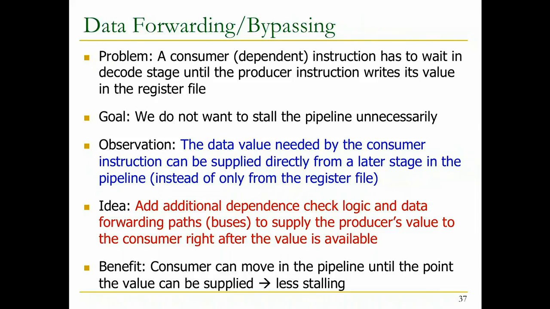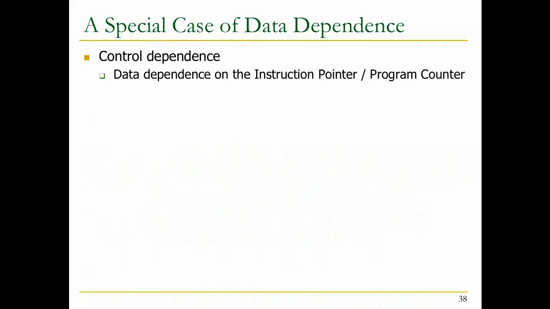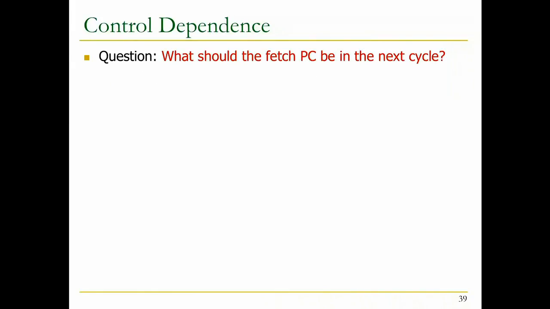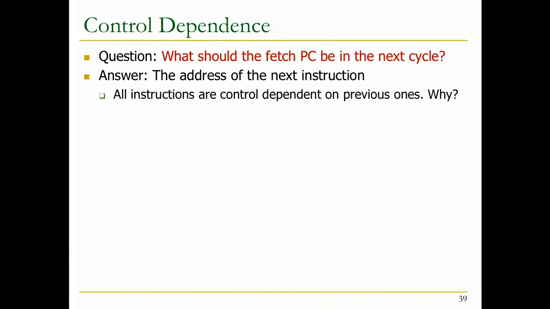Okay, a special case of data dependency is control dependence, as some of you have talked about. This can basically be thought of as data dependence on the instruction pointer, the program counter. It's essentially another register, right? And the question here is a little bit different because that determines what you fetch. So what should the fetch PC, fetch program counter, be in the next cycle? Answer is address of the next instruction. The question is, what is the next instruction?